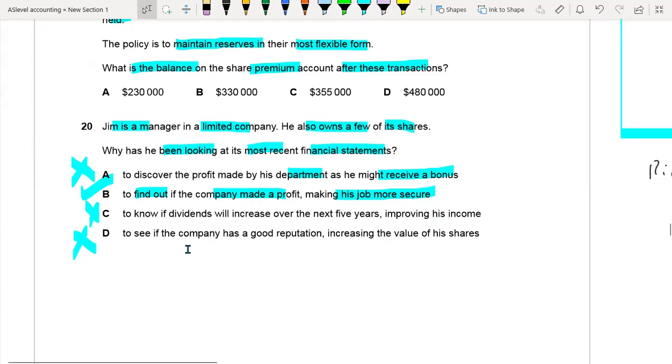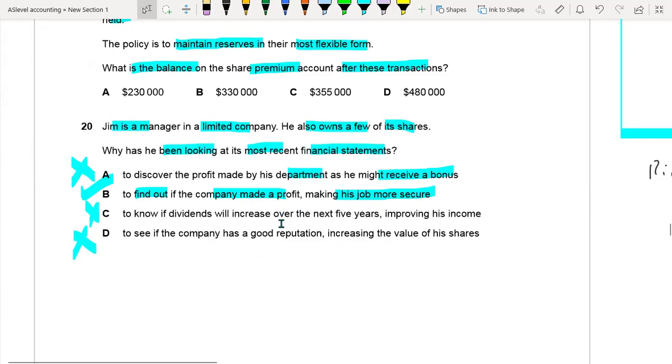To see if the company has a good reputation, increasing the value of his shares. Basically, financial statements do not directly reflect reputation. Reputation might be inferred indirectly from consistent profitability and financial health, but it is not the primary source of such information.